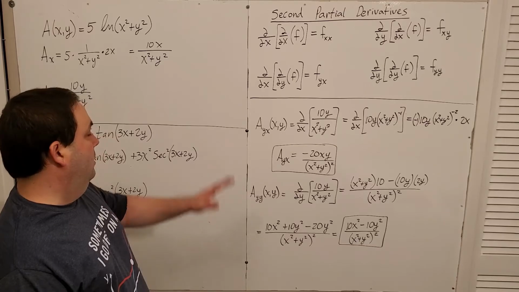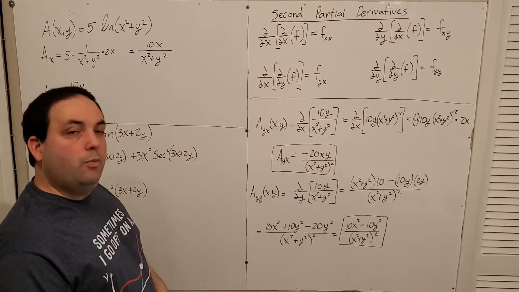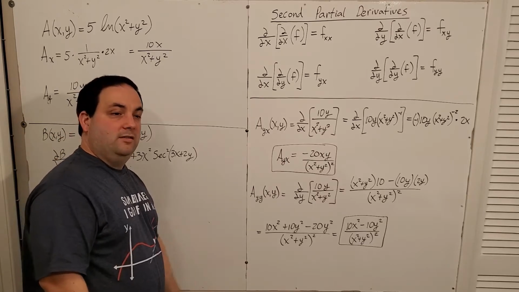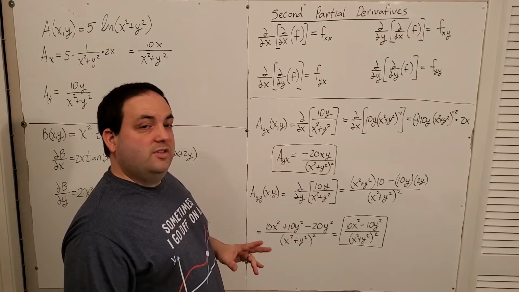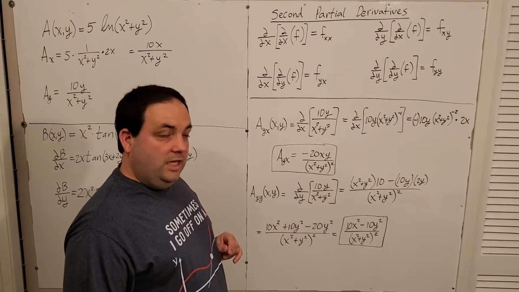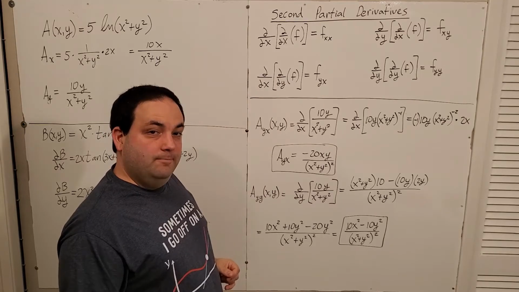Okay? So you can have second partial derivatives, you can have third partial derivatives, you can keep going with this. The next thing I want to show you is that also, if the function is continuous, the order in which you do these is not going to matter.